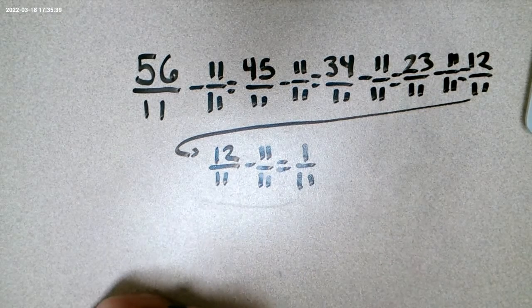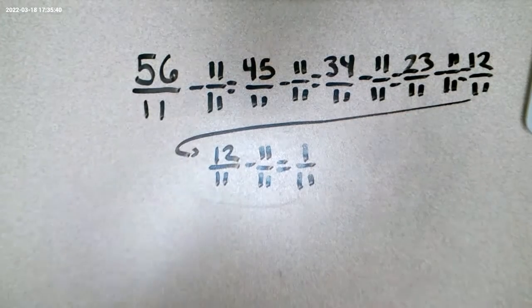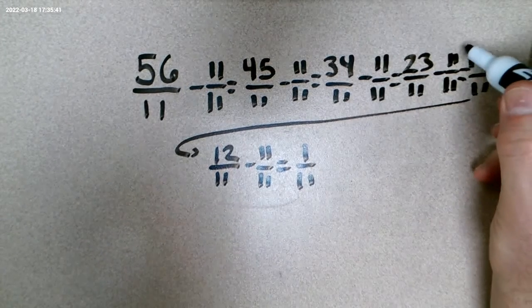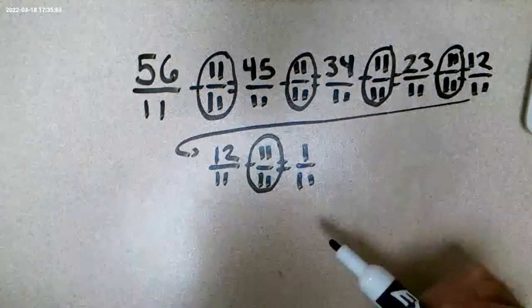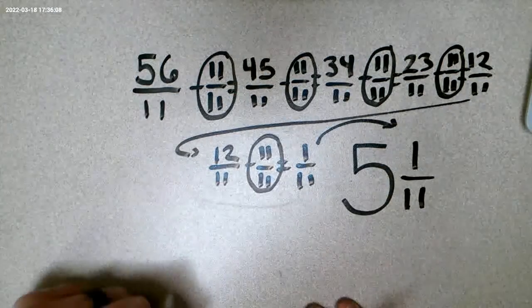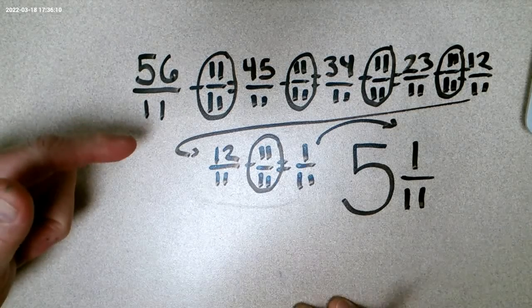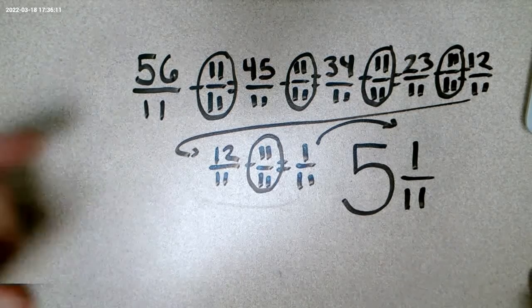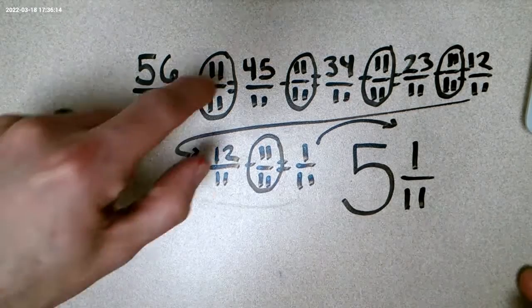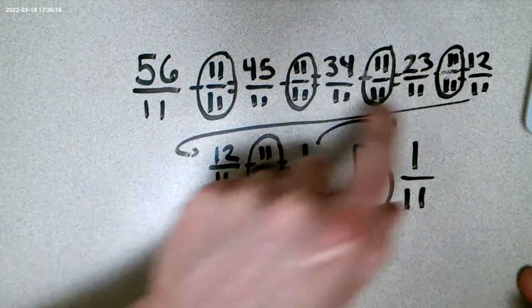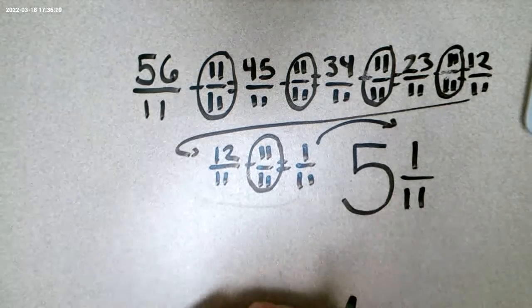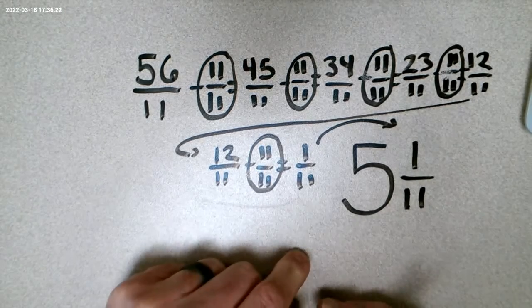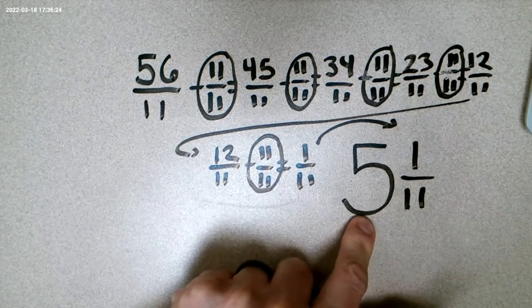Now I have to go through and locate all my whole numbers, which are my 11s over 11, because a whole number is when the numerator and denominator are the same. So we have 11 slices of pizza, and I've got 1, 2, 3, 4, 5. So that means I have 5 as my whole number, 5 wholes, and then I add 1/11 left. So that's my answer.